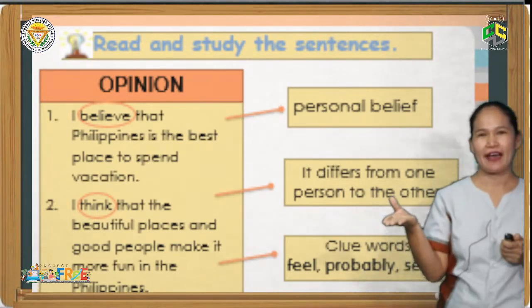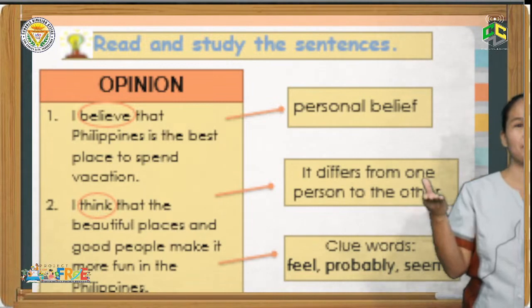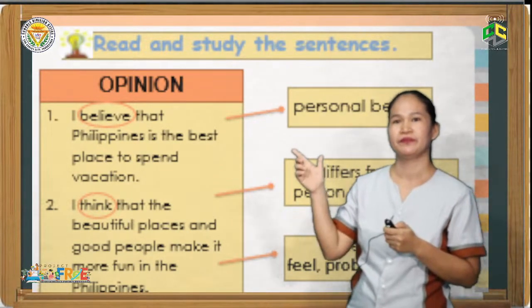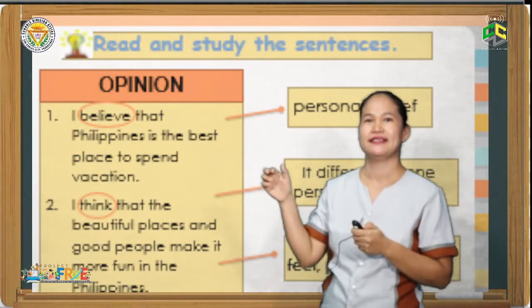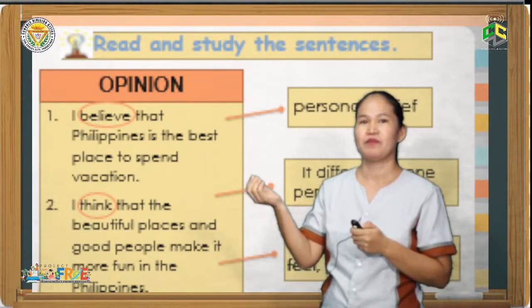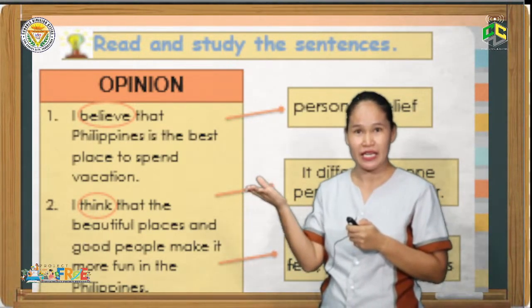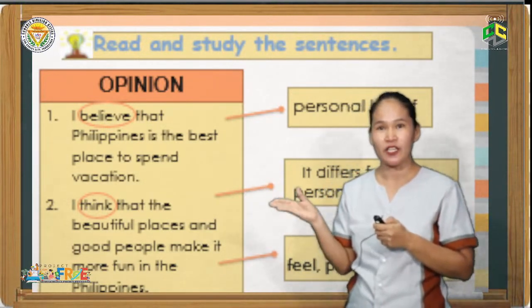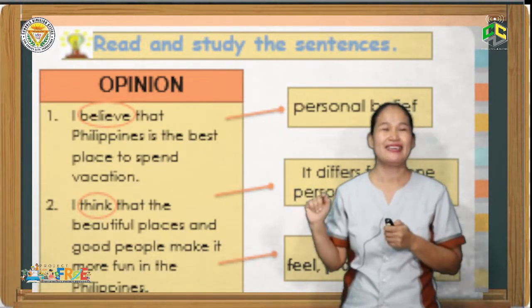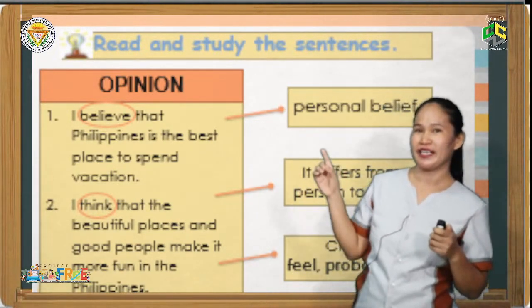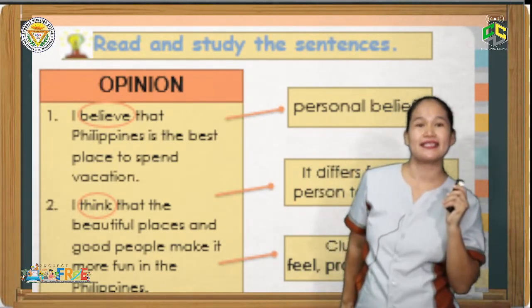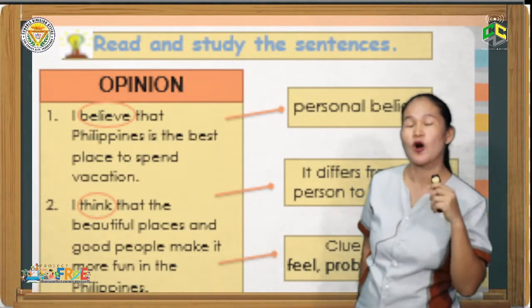First, we have, I believe that Philippines is the best place to spend vacation. Look at the encircled word. As you can see on the screen, the encircled word indicates personal belief. The word is believe, okay? And the next example, I think that the beautiful places make it more fun in the Philippines. In this example, the encircled word is think. From there, you may identify that this statement is an example of opinion.